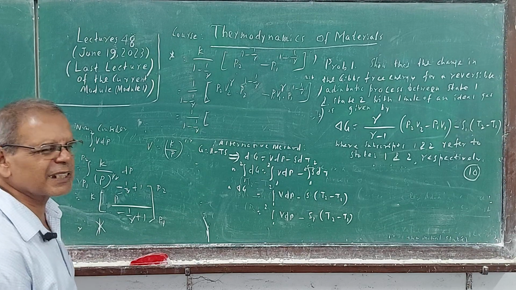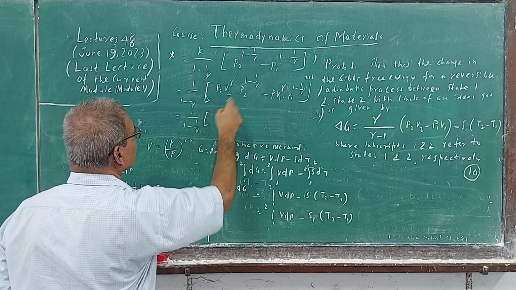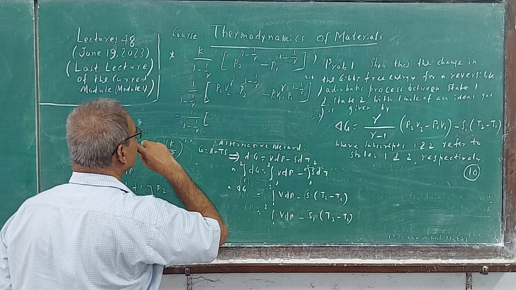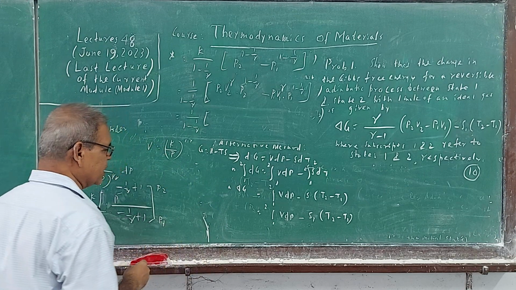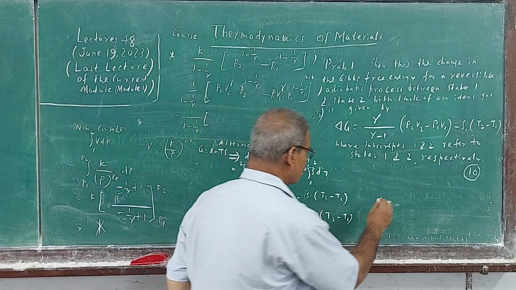Let us try this. P2 times 1 minus gamma means it is 2 minus 1, it is not coming as P2 V2 to the power. It is better, VDP should be changed to minus PDP. Let us try. VDP is what?